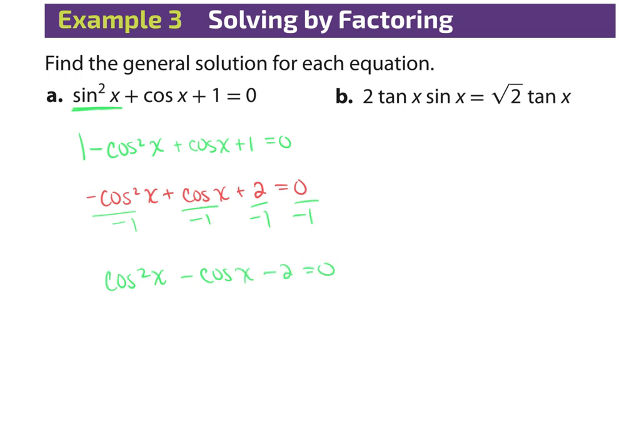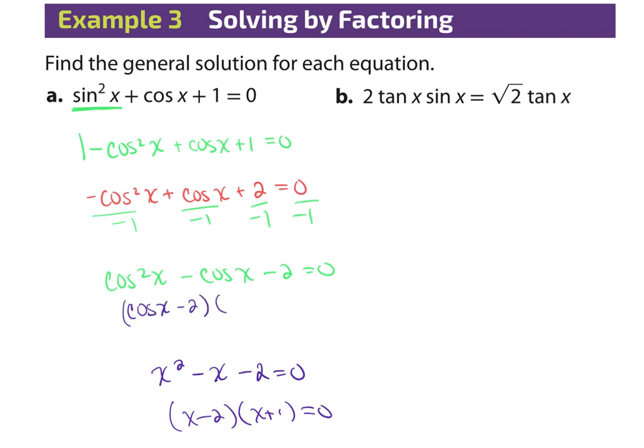If I were factoring this as just an equation, so if I had x squared minus x minus 2, how would I factor it? Factors of 2 that give me 1. A negative 2 and a positive 1, right? Everybody see that? So when you start factoring these with trig functions, just think of what you would do if it was just a variable. All right, I would say, well, this is cosine of x minus 2. Cosine of x plus 1, right?